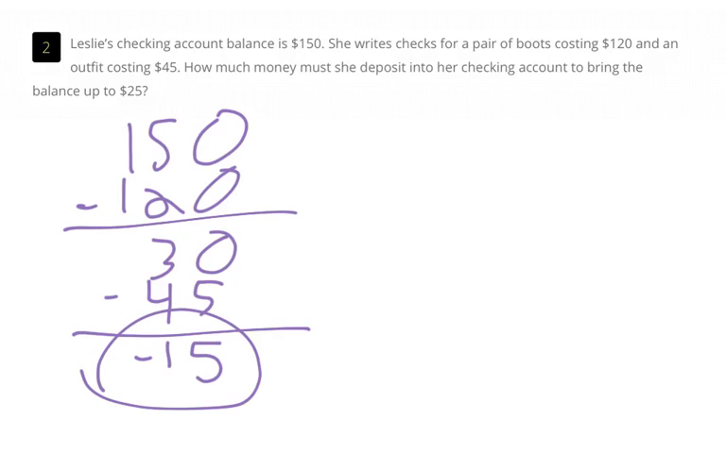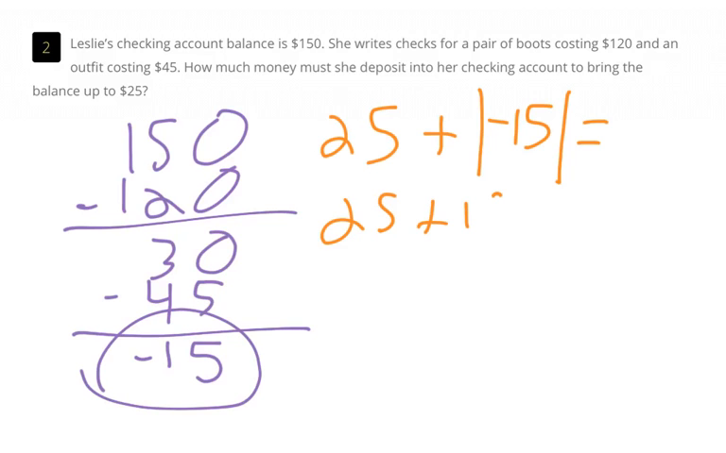They want to know how much money must she deposit into her checking account to bring the balance to $25. So we're going to take this $25 and add the absolute value of 15. And so 25 plus 15 gives us 40. So how much money must she deposit? She is going to have to deposit $40.